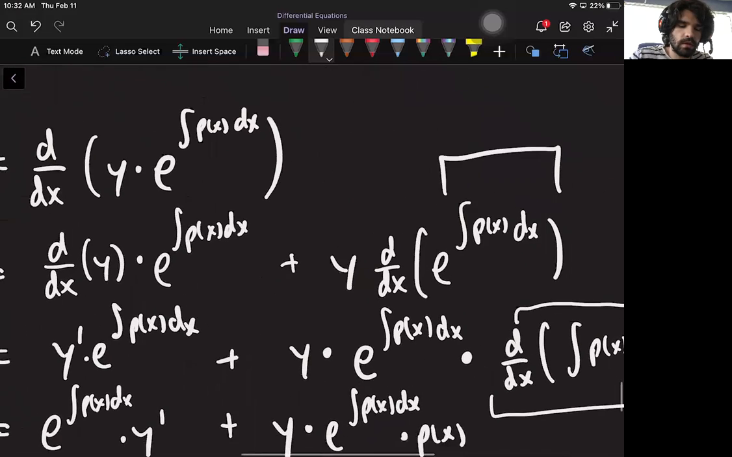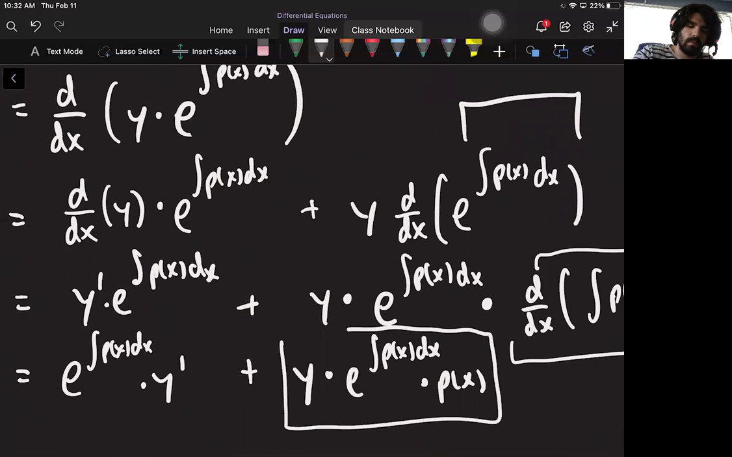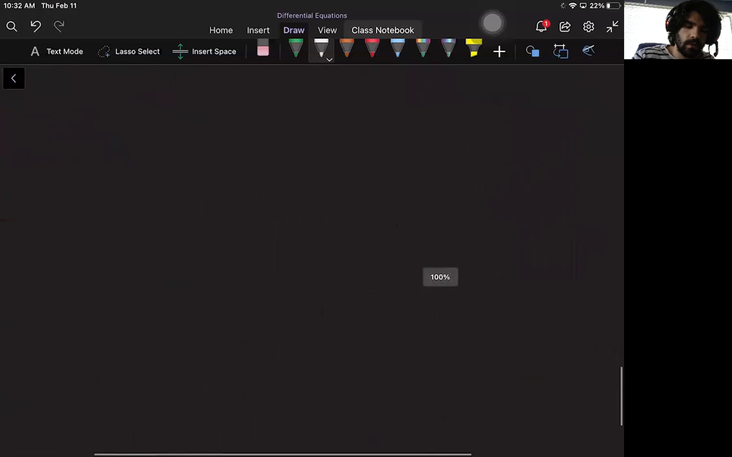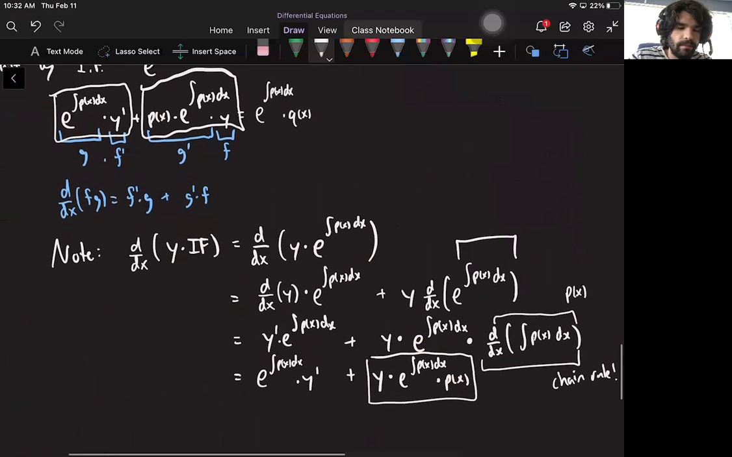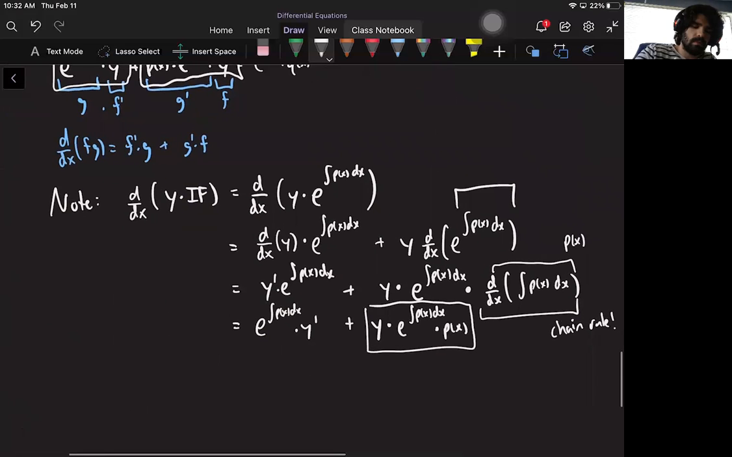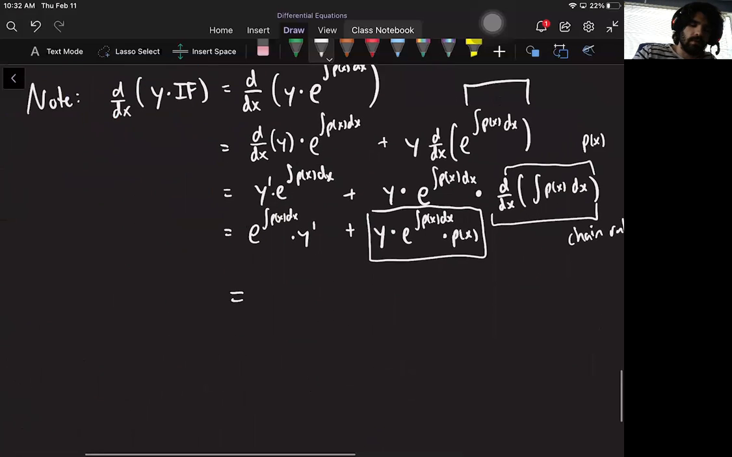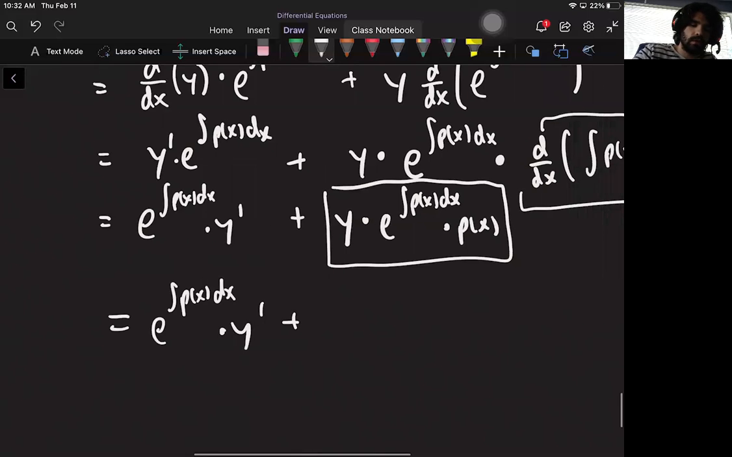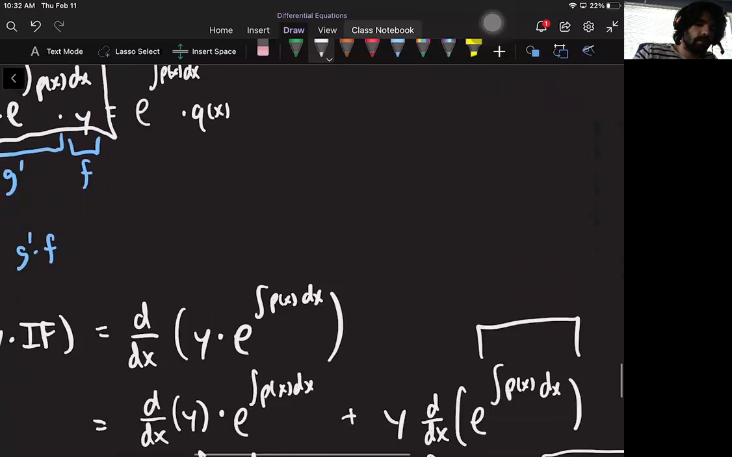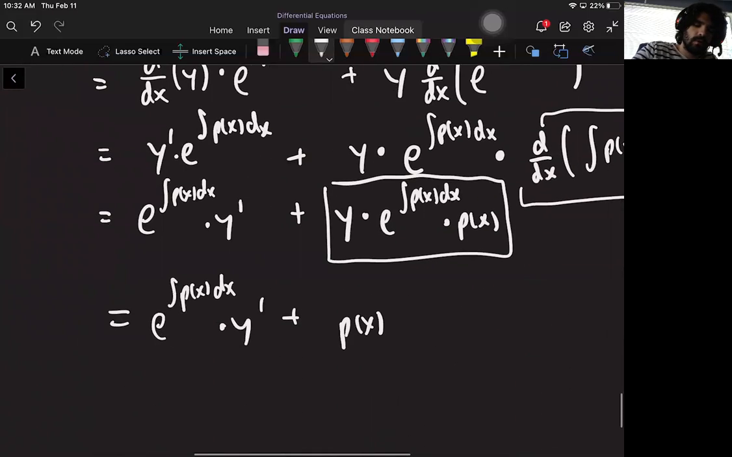But isn't that what I have way up here? Isn't that this, just written in a different order? It is. It's the same thing. I just put the p of x somewhere else, so maybe I'll reorder it till it looks exactly the same. But that's not totally necessary. I can't remember which order I put it in. Okay, p of x e to the integral p of x dx times y.